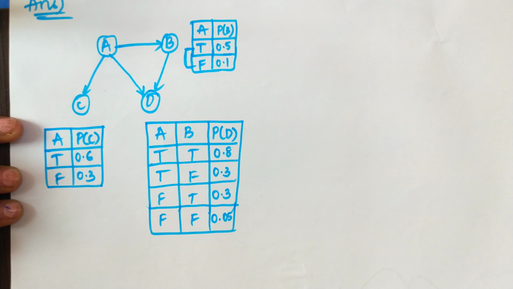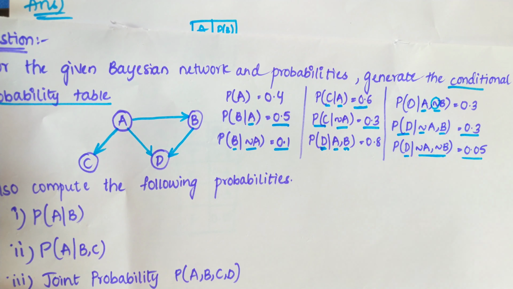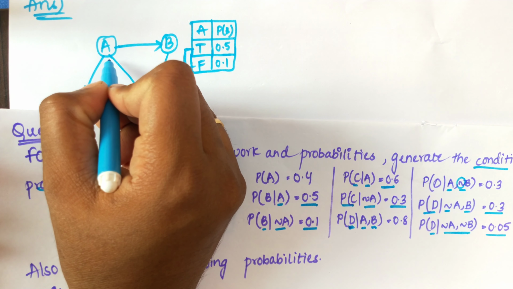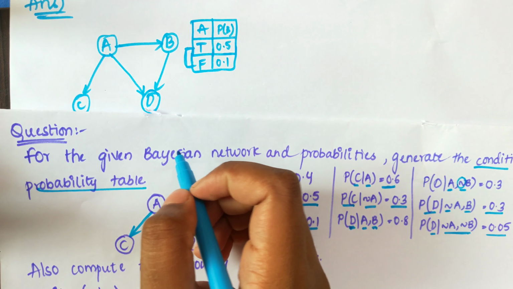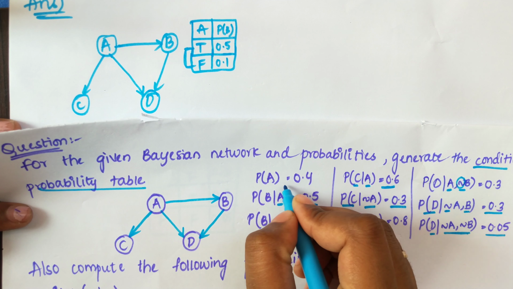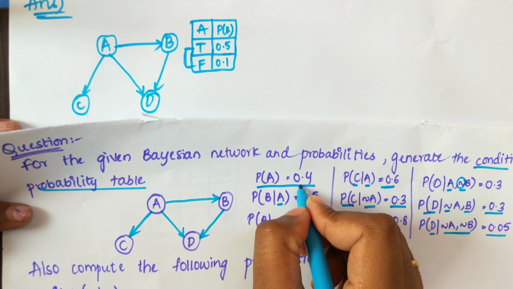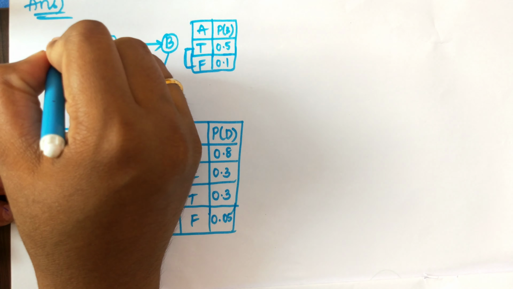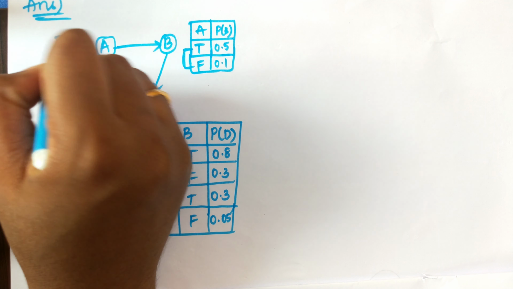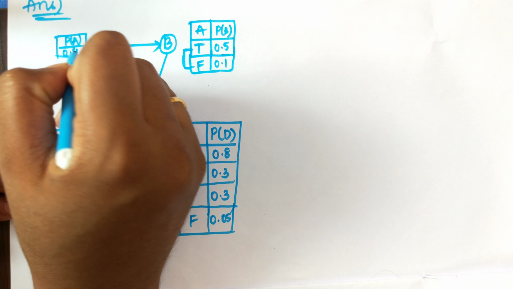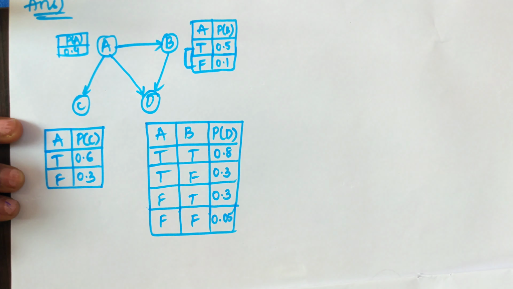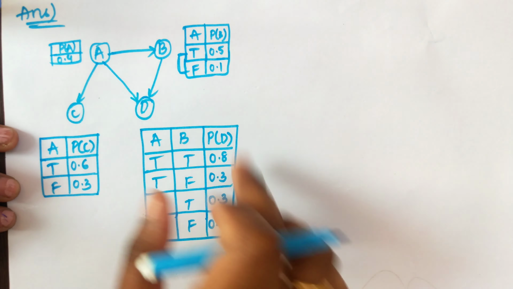Okay. Initially, A is not dependent on any node. It is an independent node. So, the probability of A is 0.4. Let us construct a table. P of A is 0.4. These are the values obtained.